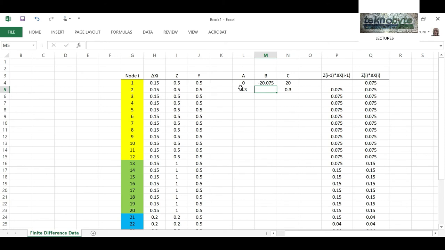For B, it was given by minus delta XI plus delta XI minus 1, multiplied by 2 plus ZI times YI times delta XI times delta XI minus 1. And this is repeated all the way up to node number 12.